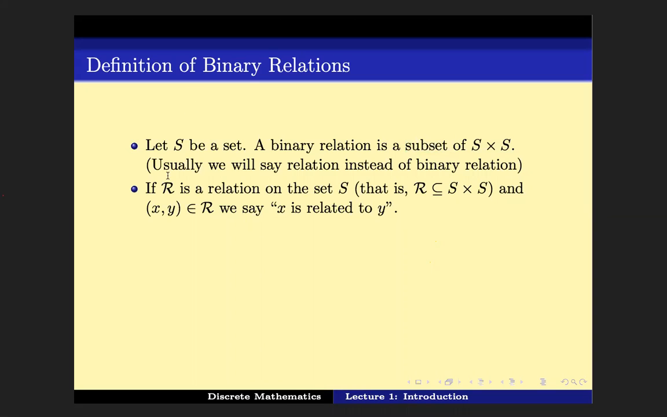So R is a binary relation. R is a subset of S cross S. So what does R have? R has pairs (x, y) where x and y are in S. If (x, y) is in R, we say that x is related to y.